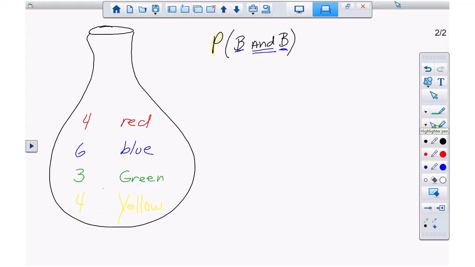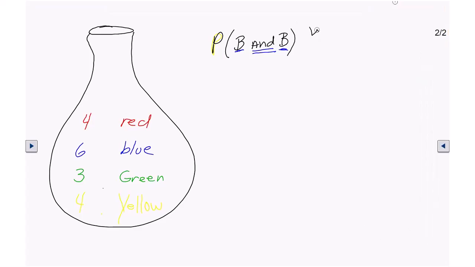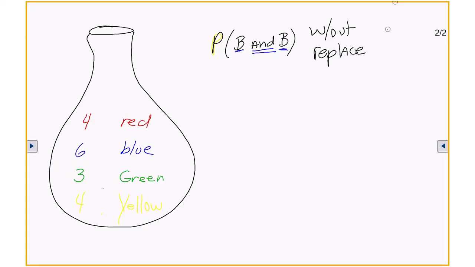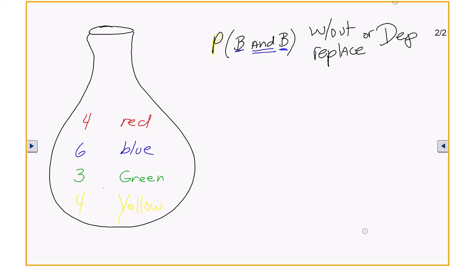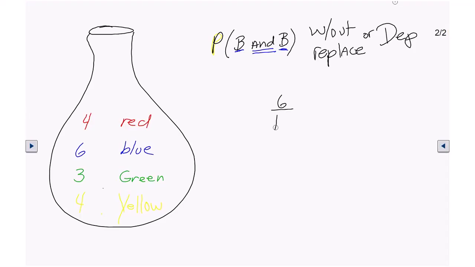And now I want you to do without replacement. And without replacement is called what? Dependent. So that's going to be 6 over, what y'all say, 17?